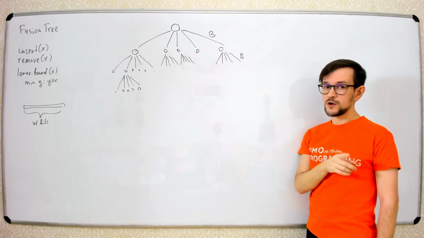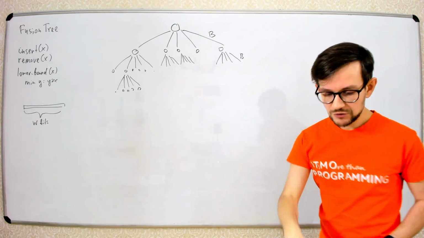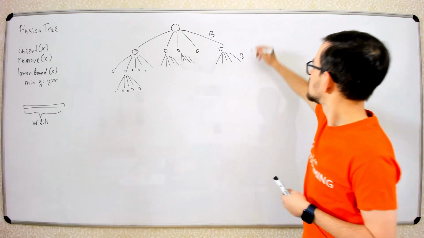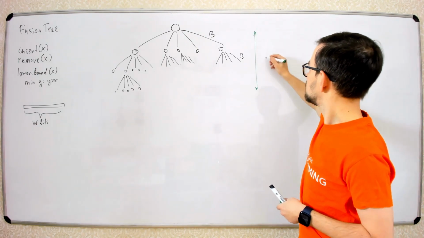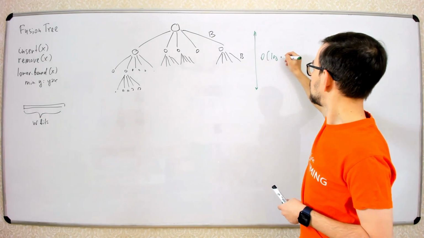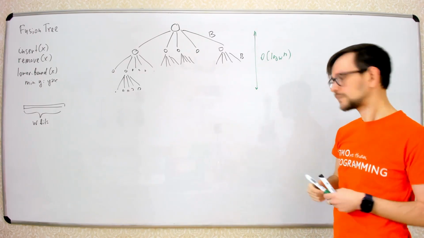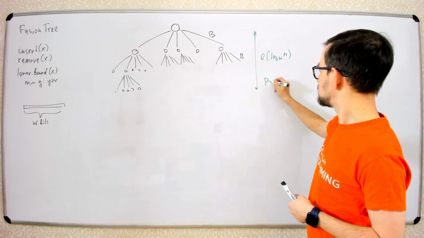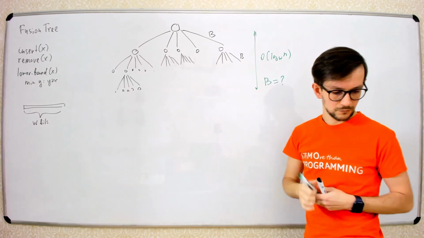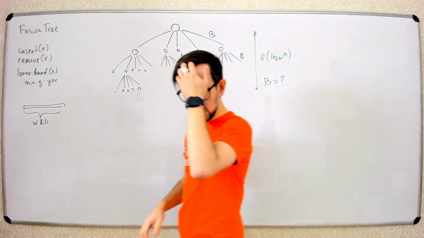Now we need to find the value of b. So I want the height of this tree to be big O of log base W of n. So what value of b should I pick? Any ideas?